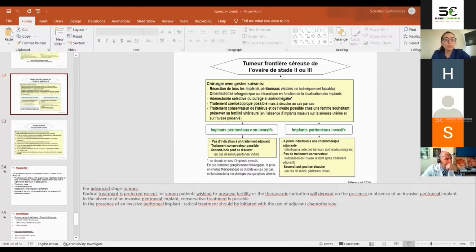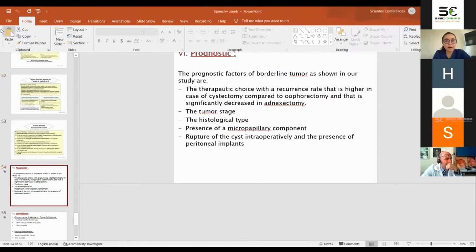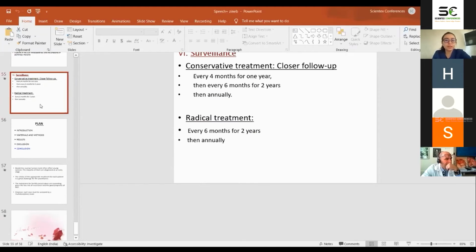To conclude, borderline ovarian tumor most often affects young women. The majority of them are diagnosed in early stage. The choice of the appropriate treatment for each patient is a great challenge for the practitioner. The indications for fertility preservation are expanding given the low risk of recurrence and the good prognosis of BOT. However, each case must be analyzed by the multidisciplinary team.